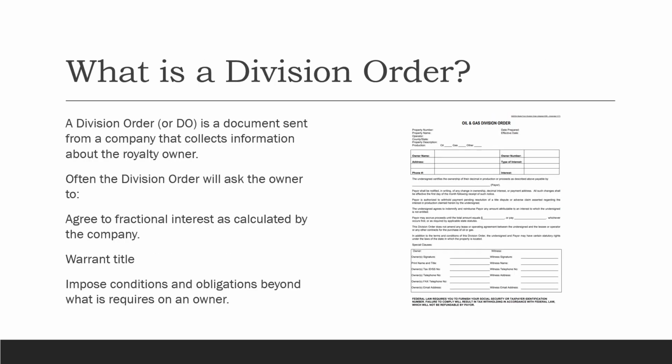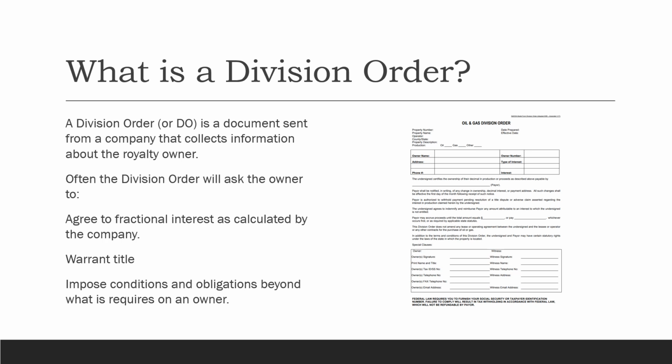So what exactly is a division order? A division order is a document or a form sent from a company that collects information about the royalty owner or the person who's due to be paid. The receipt of a division order is an exciting event because it means that there are minerals being produced and the company is about to start paying.